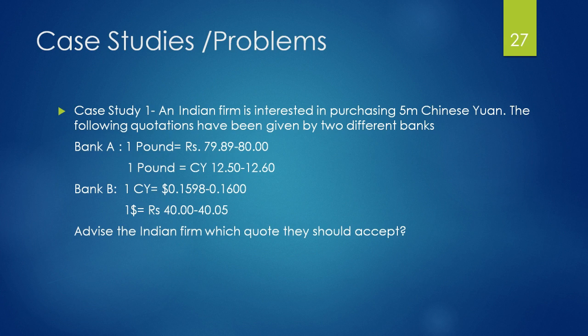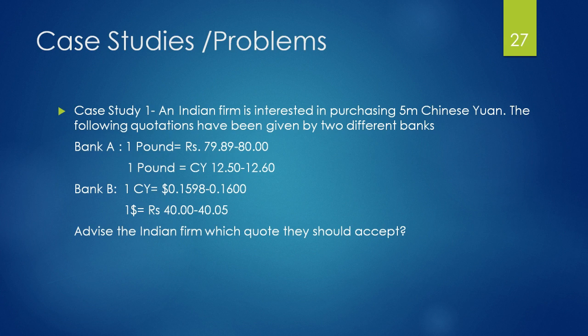So you can see there is an Indian firm who wants to purchase 5 million Chinese yuan. To purchase them, the firm goes to two banks, Bank A and Bank B, and those two banks give the quotations to the firm. Since the firm is Indian, it can give the amount in rupees to the bank and the bank will give Chinese yuan to the firm. So the transaction basically is that the firm needs to buy the Chinese yuan. So the bank is actually selling the Chinese yuan, so the bank will use the offer rate, that is the selling rate.